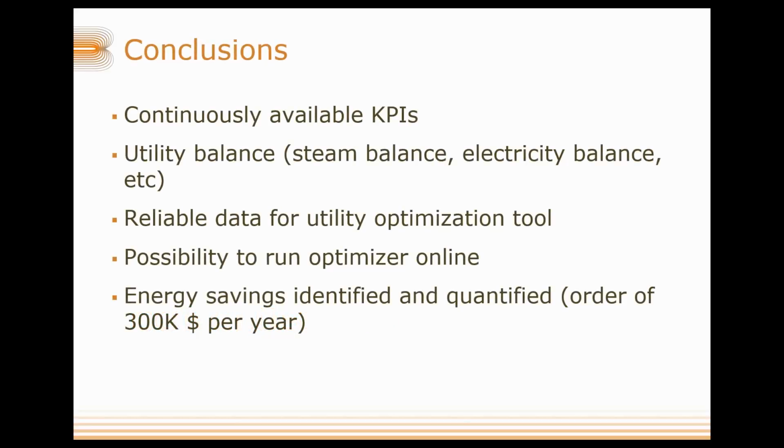So let us conclude what we have seen in this last couple of minutes. Vali energy management systems allow you to continuously track your key process variables and KPIs. It also allows you to calculate and display utility balances, for example steam balance, electricity balance, and so on. More importantly, it is a crucial tool for decision support systems, in particular utility optimization tools, which run more robustly and reliably when basing their recommendations on reconciled process data. In this particular case, we have managed to link the optimizer to the Vali online suite, which now allows running the optimization on an hourly basis.